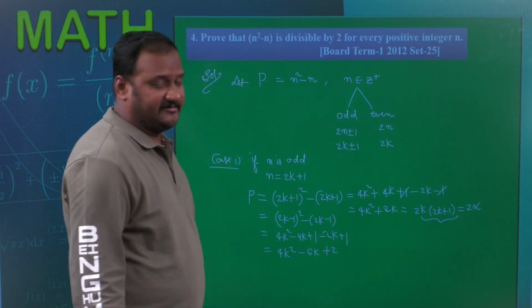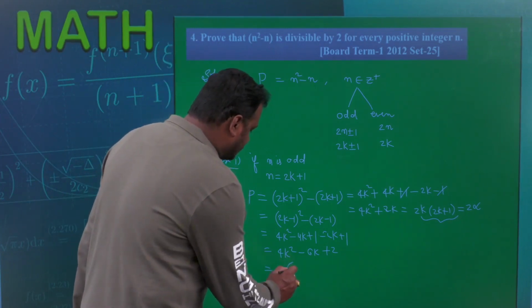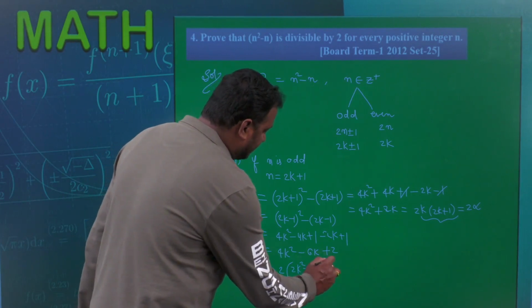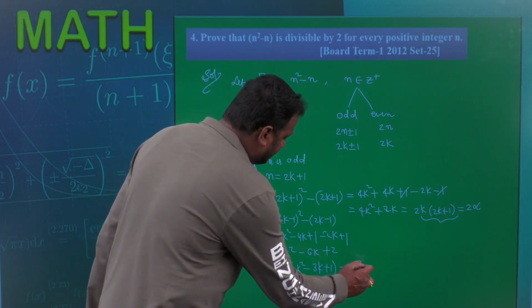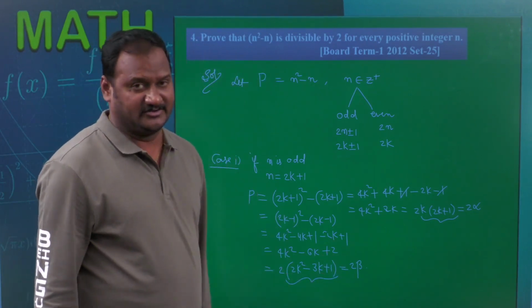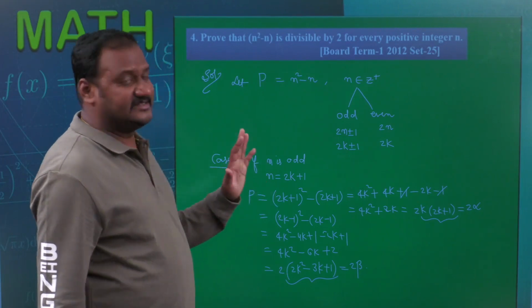Every single term has 2 common. If you take 2 common, then it is 2 into (2k square minus 3k plus 1). It is going to be some 2 beta, because 2 into this is some other number. Then also it is divisible by 2. This is case 1, when it is an odd number.